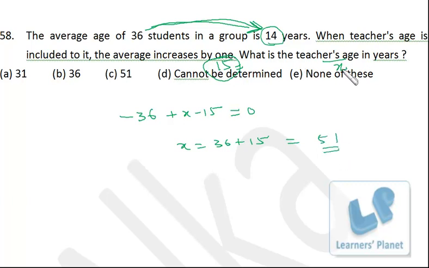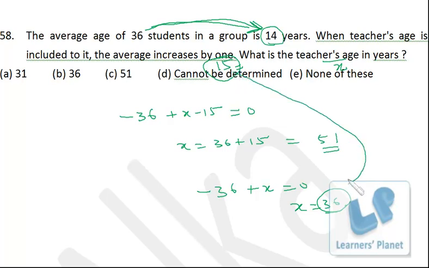Okay, and instead of the teacher's age as x, if you assume the deviation as x, then it will be -36 plus x is equal to 0. So x is equal to 36, and average is 15, deviation is 36. So the age of the teacher is 15 plus 36. Both of them are the same thing, right? Okay, nothing else has to be discussed. The age of the teacher is 51, right?